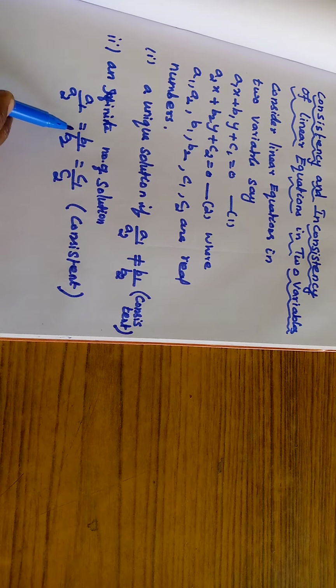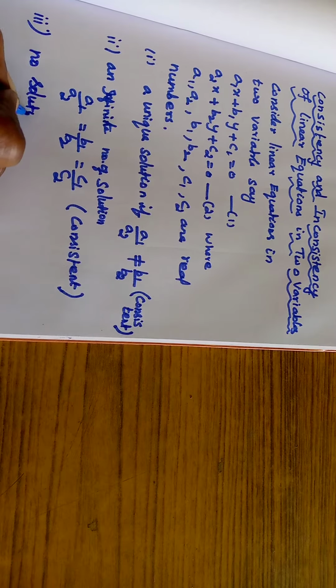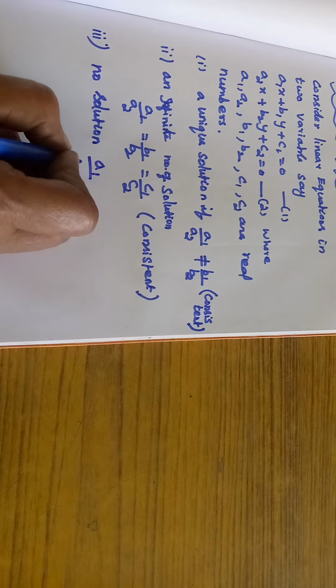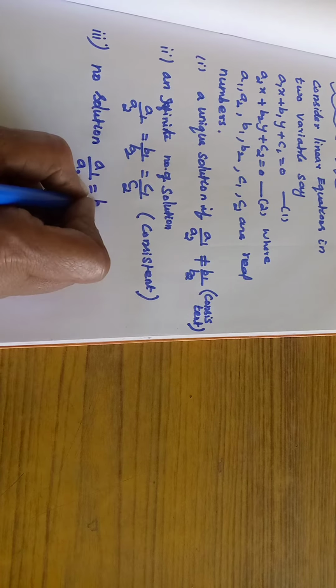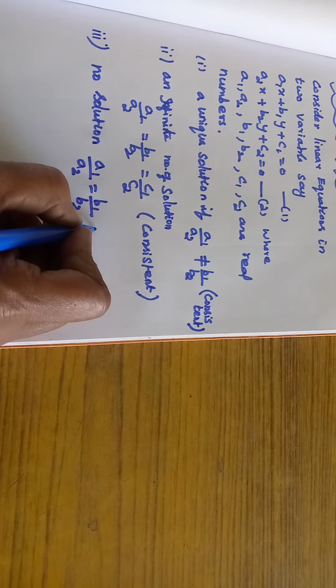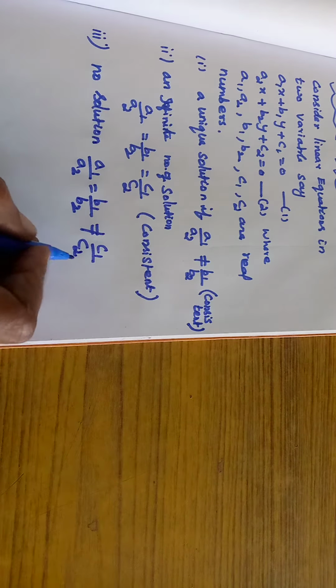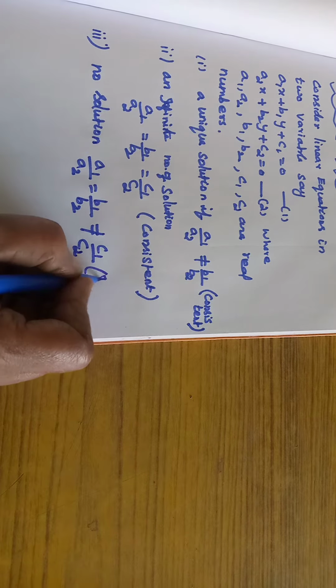Okay, a1 by a2 will be equal to b1 by b2, and also b1 by b2 is equal to c1 by c2. And the third one is no solution. No solution means the condition is a1 by a2 is equal to b1 by b2, and b1 by b2 is not equal to c1 by c2. So if it is inconsistent, okay, inconsistent.